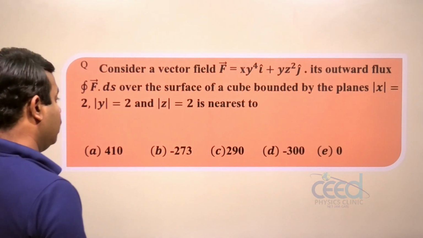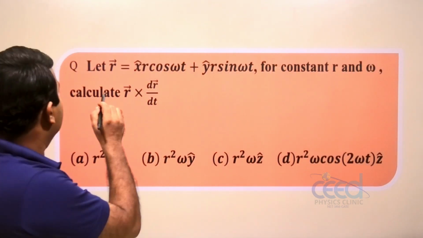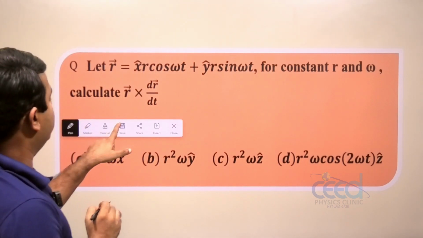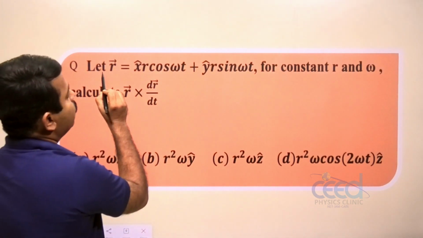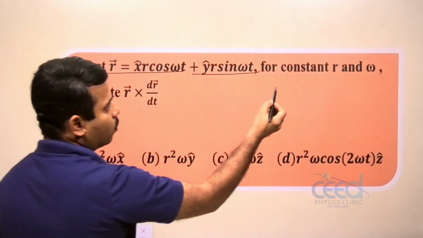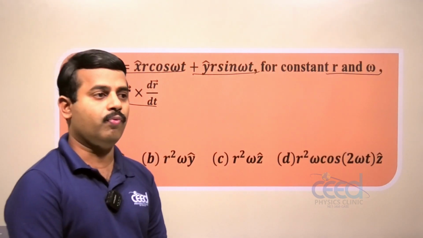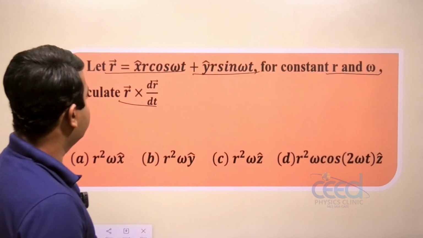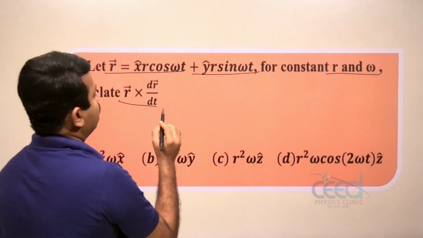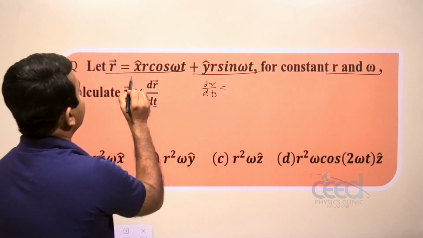Now let us go to another question. Here look, one position vector in plane polar coordinates is given, r is equal to x cap r cos omega t, y cap r sin omega t. For constant r and omega, we want to find r cross dr by dt. Then look here, what is r, this only. Now for the cross product, find dr by dt first. What is dr by dt from it?